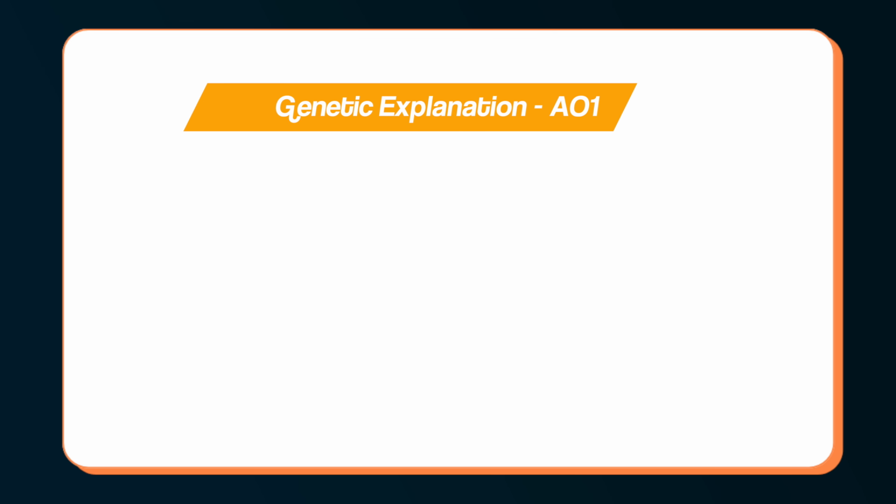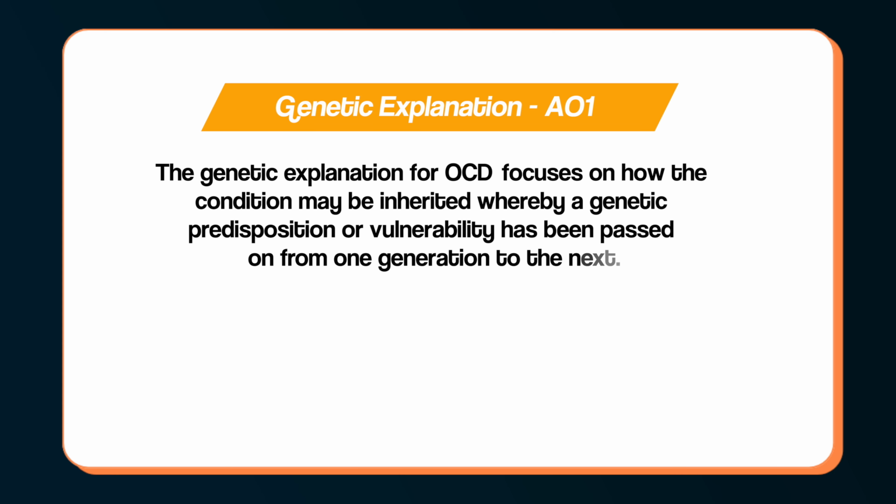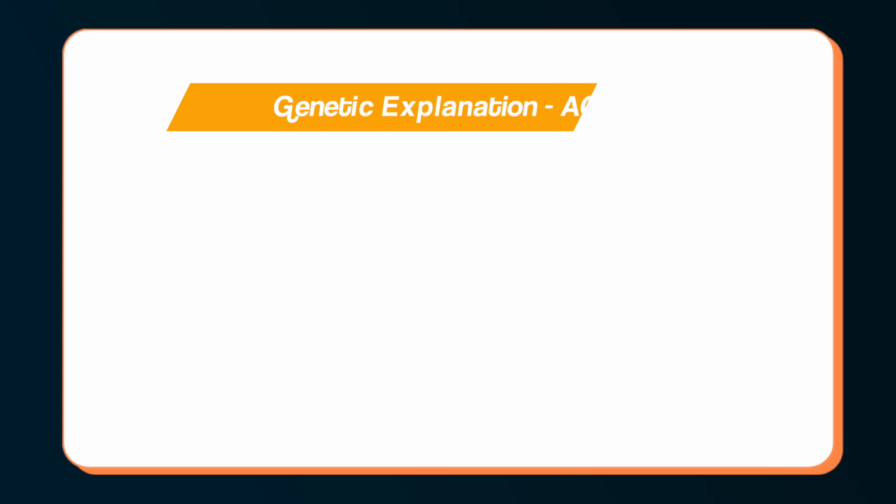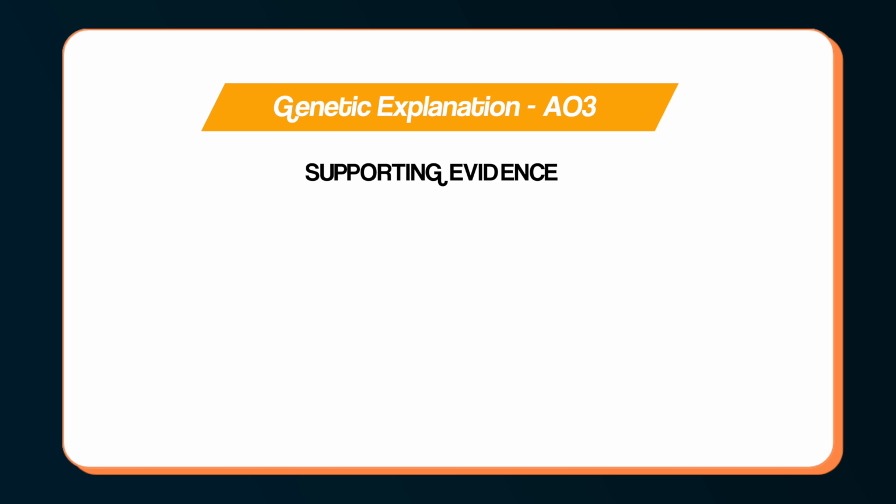So for the AO1, always start with the big picture before going into the details. So you could write that the genetic explanation for OCD focuses on how the condition may be inherited, whereby a genetic predisposition or vulnerability has been passed on from one generation to the next. You could then specifically write about particular genes that may be involved. There are a number you could write about here, but as an example, you could write about the mutation of the COMT gene, which is thought to affect dopamine levels, and the mutation of the SERT gene, which is thought to affect serotonin levels.